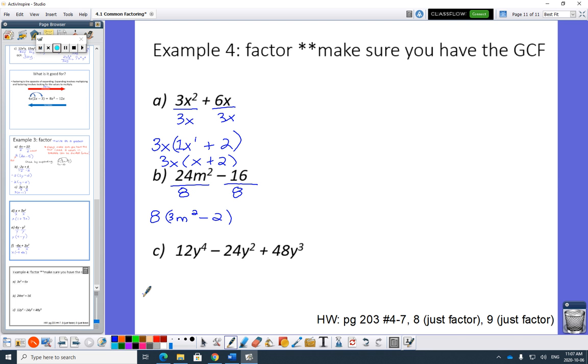Okay, so again, this last one, 24 and 48. My brain tells me, oh, maybe 12 will go in there, so double check. 24 divided by 12 is 2. 48 divided by 12 is 4, so that'll work. And then we have y to the 4, y squared, y cubed. So what am I going to use? The lowest one. So which one's the lowest? y squared.